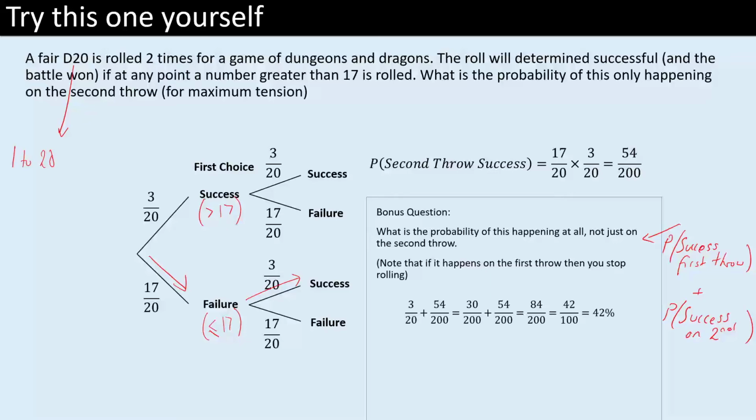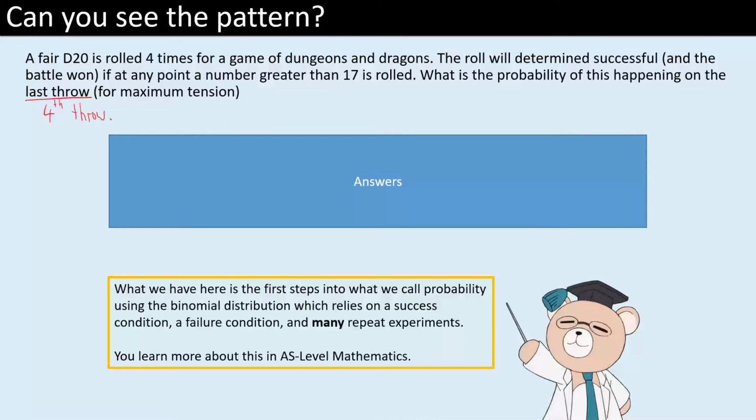So I want you to think now, what calculation would you have to do in order to make that happen, so that we fail 3 times and then succeed on our last throw? Just going to give you a little moment just to think about that for yourself. Okay, hopefully you've had a little think.